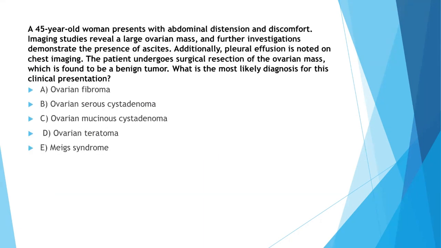Which of the following is the most likely diagnosis for this clinical presentation? A 45-year-old woman presents with abdominal distension and discomfort. Imaging studies reveal a large ovarian mass, and further investigation demonstrates the presence of ascites. Additionally, pleural effusion is noted on chest imaging. The patient undergoes surgical resection of the ovarian mass, which is found to be a benign tumor. So what is the diagnosis of this patient's clinical presentation?